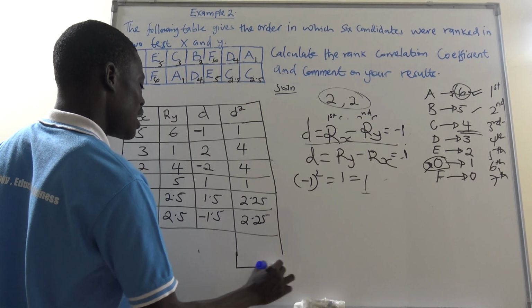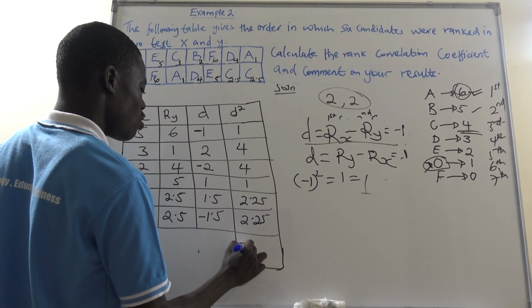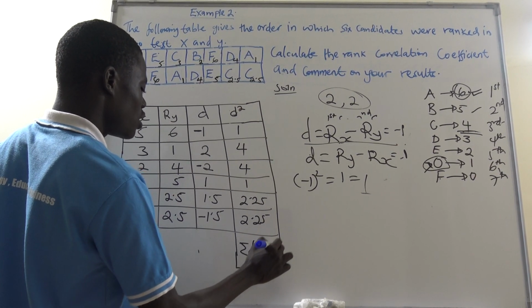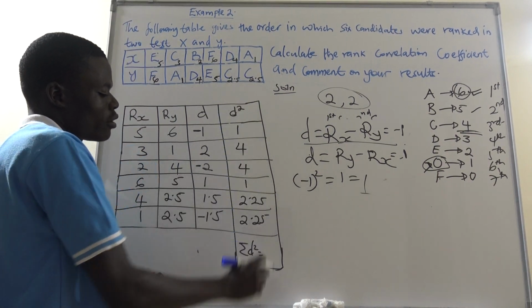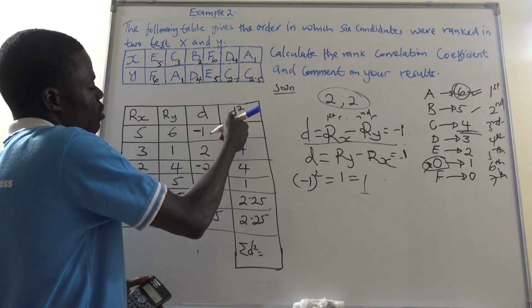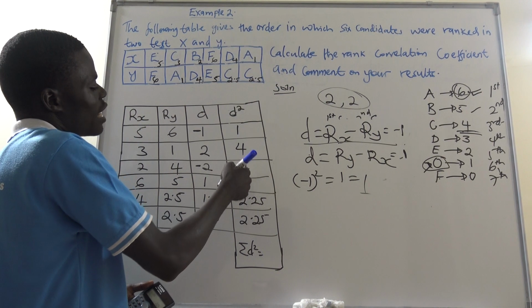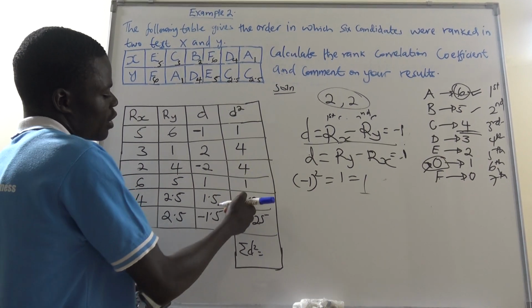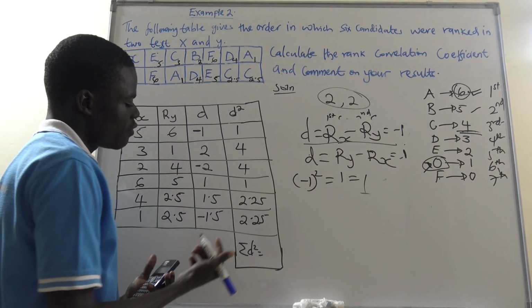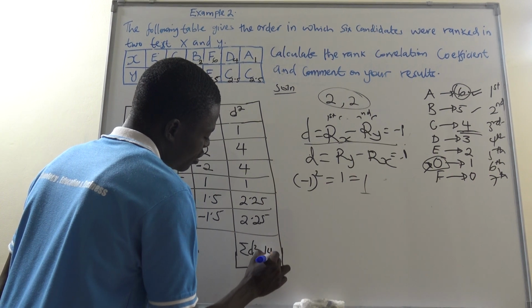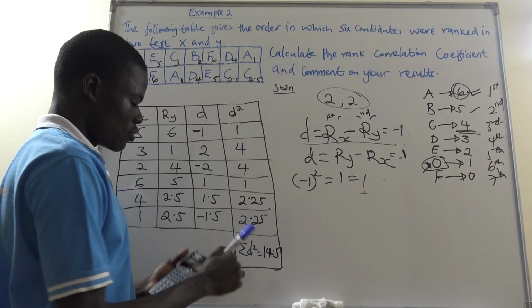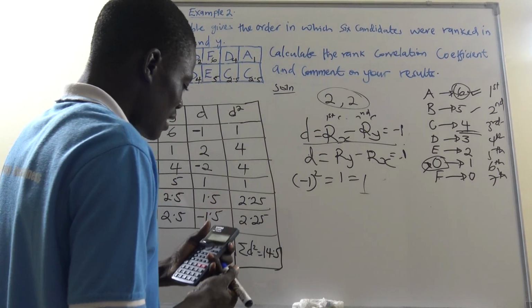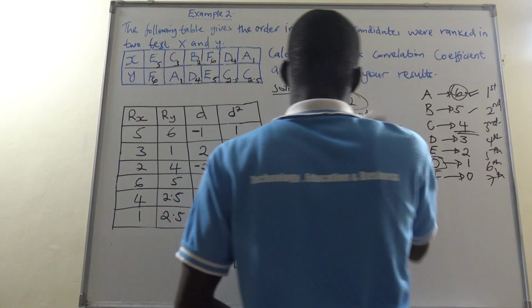Then we get the summation of d squared, which is equal to, you add the whole of this up to there. So 1 plus 4 plus 4 is 9, plus 1 is 10, plus 2.25 plus 2.25, we get 14.5. So that's our answer, the summation of d squared.